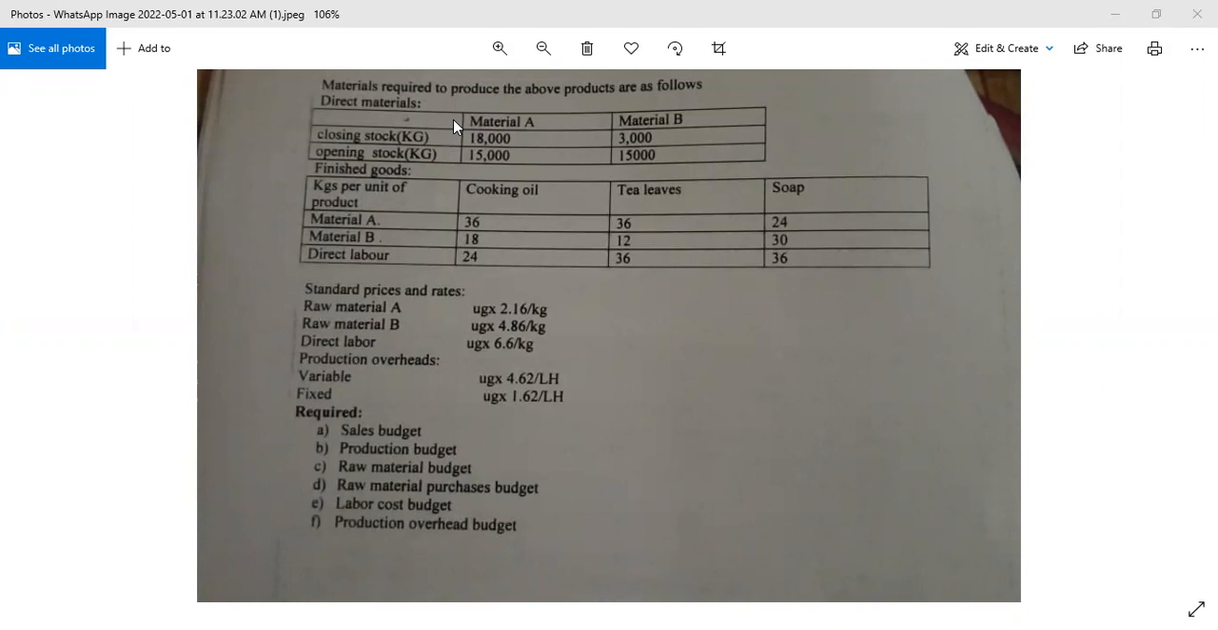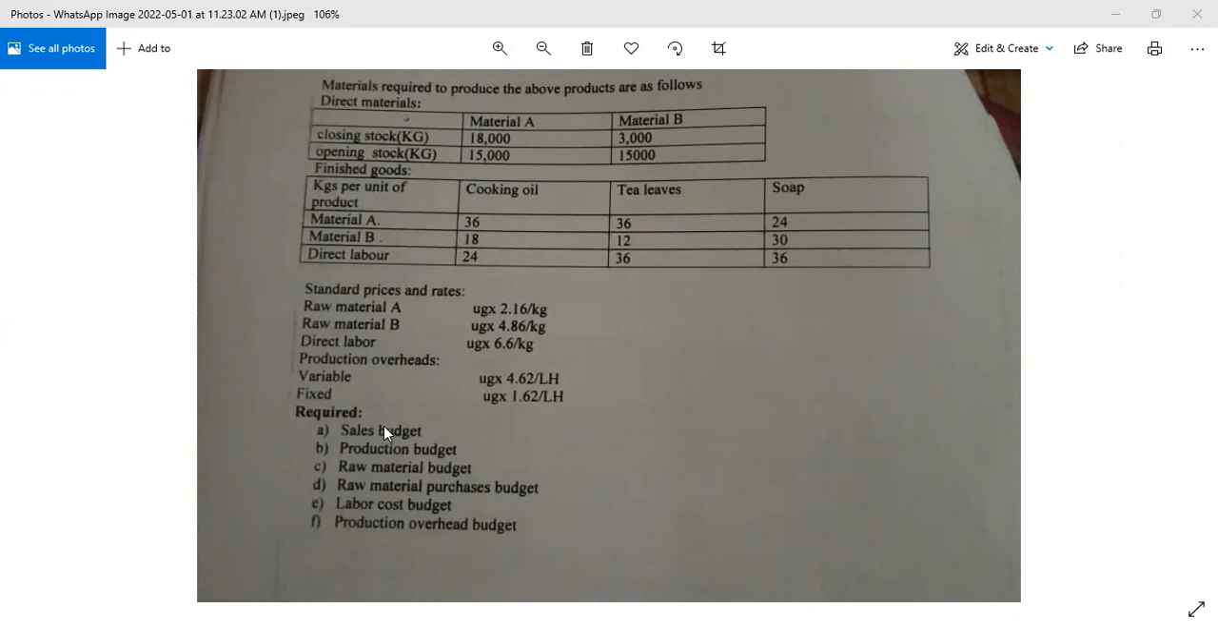So we're going to look at functional budgets. We have already had an example. We're going to look at this one. This one has three products. It even has 2 raw materials. Without a waste of time, we're going to start with our sales budget.